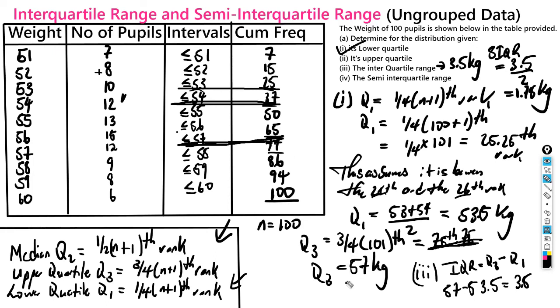So you'd end up with 57 kilograms, and to find the IQR, the interquartile range, it's Q3 minus Q1, and to find the semi-interquartile range, it's just half of Q3 minus Q1, which gives us 1.75 kilograms. So not too hard, guys, and this is pretty much the end of the IQR and the semi-interquartile range.